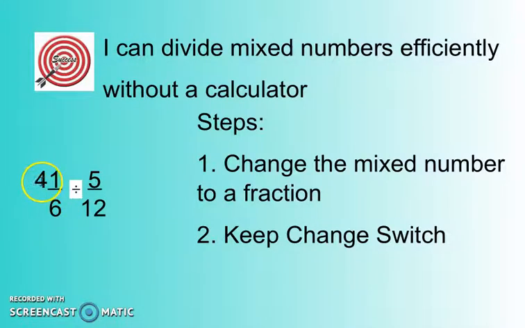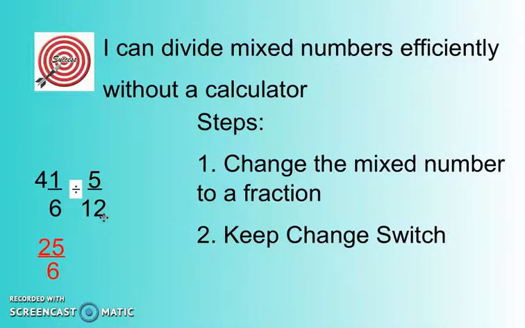Remember, to change that, I need to take my whole amount, so 4 wholes, times how many fractional pieces they're separated into, 6. So 4 times 6 is 24, plus the additional fractional parts, there's 1. So 4 times 6 is 24, plus 1 is 25. And 25/6 would be my fraction, because the 6 remains the same, because that's how many fractional pieces our wholes were separated into. So 25/6, and over here we still have 5/12.